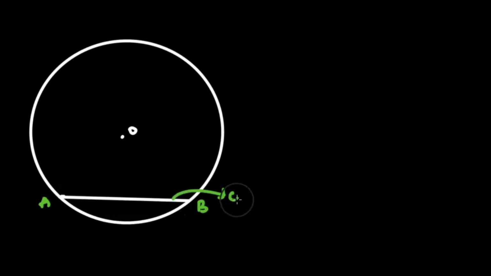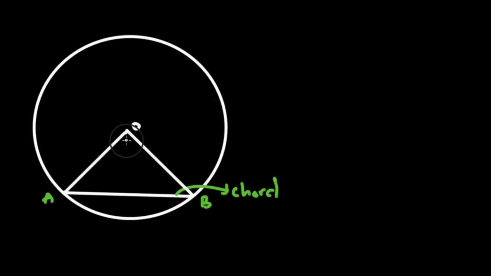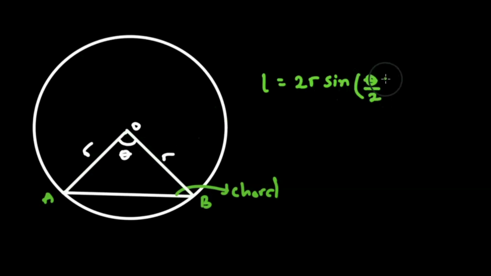This is a chord. Now this chord can subtend an angle at the center. So let's say we have an angle theta. This line drawn from any point on the circumference to the center is the radius. So we have our radius here as well. So in order for us to calculate the length of the chord, we simply use this formula. The length of chord is 2r sine the angle subtended over 2.